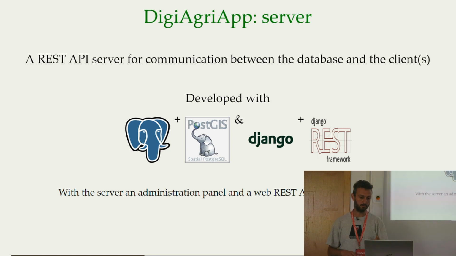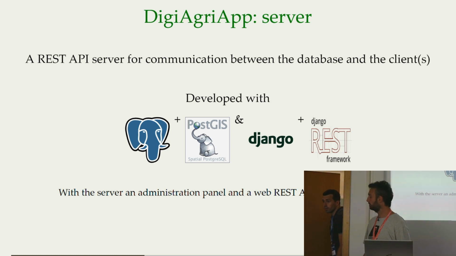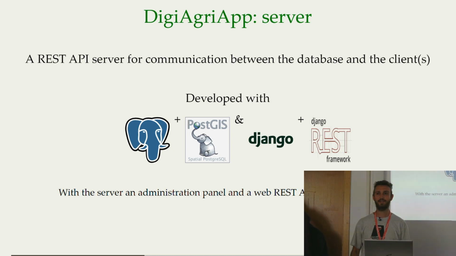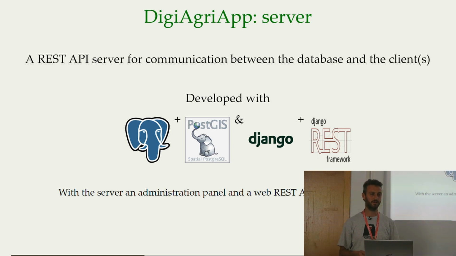There is Django REST framework, GIS, and some others. So there are a lot of dependencies, but they are quite simple to install with pip, so everything should be quite simple. And what came by default with Django is an administration panel that is quite useful at least at the start, because we didn't add the client yet.